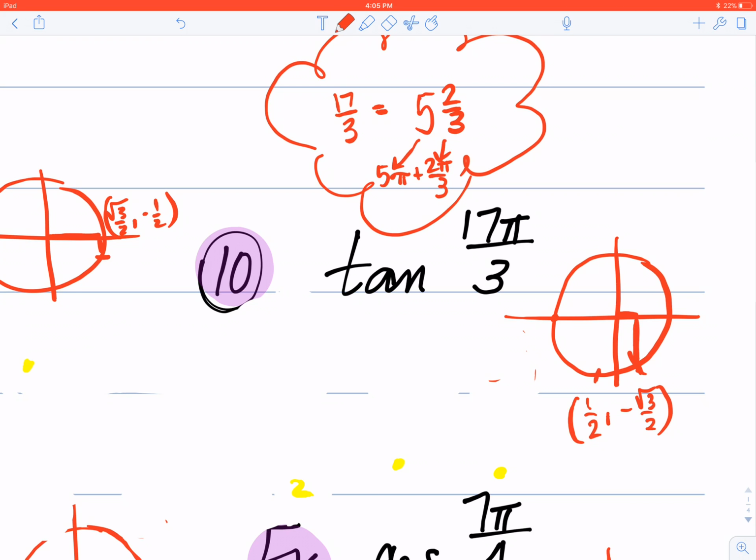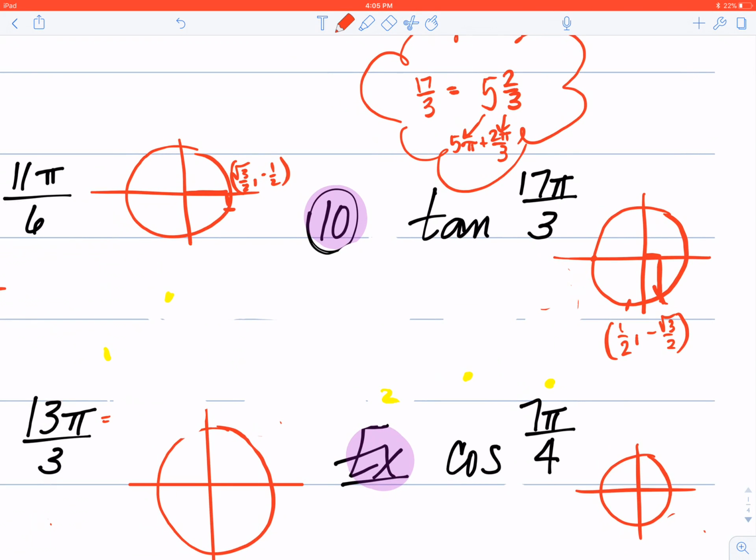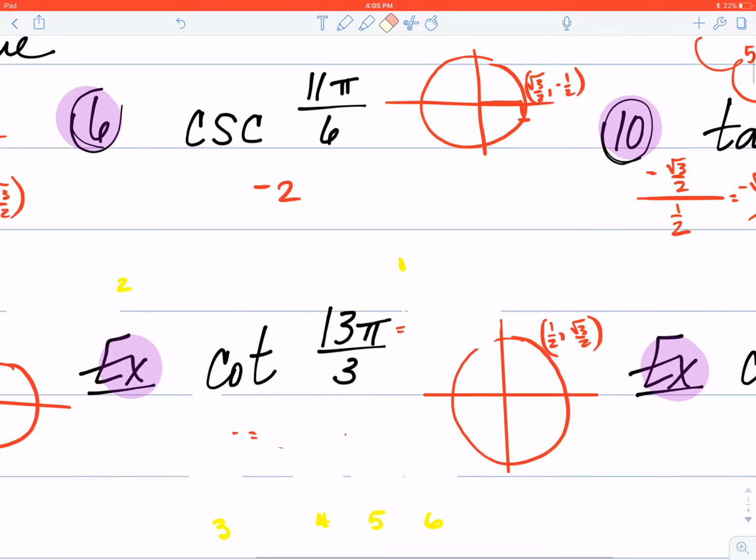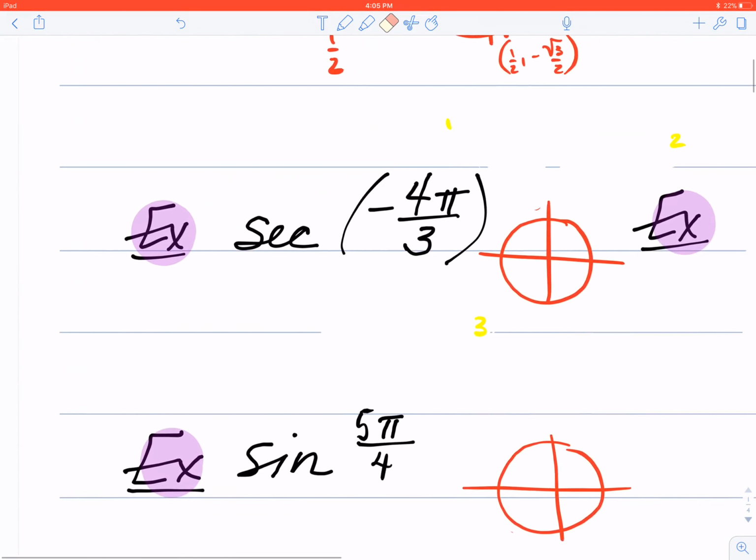So then all I need to do now is focus on my tangent value, which is my y value divided by my x value. My y value divided by my x value, negative root 3 over 2 divided by 1/2, invert and multiply, and then I get a negative root 3. All right, so down on the next line then.